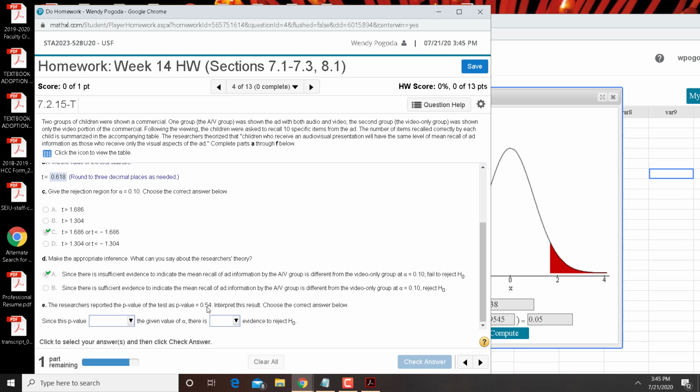They tell us here that the p-value is 0.54, so if we compare that to alpha using the p-value approach, alpha is less than the p-value, or you can look at it as the p-value is greater than the alpha value. Either way you look at it, since the p-value exceeds the alpha value, there's insufficient evidence to reject H0.